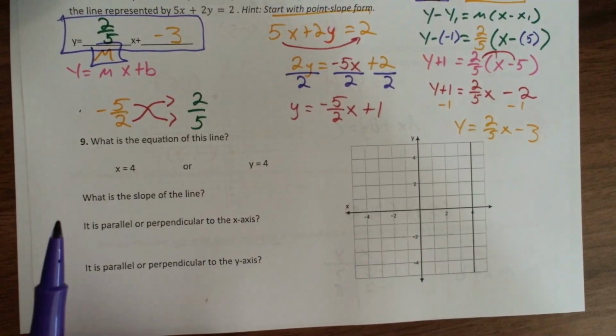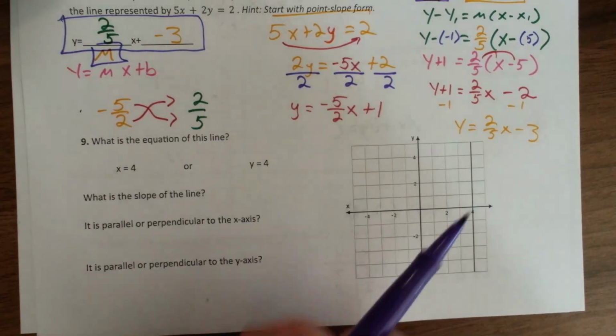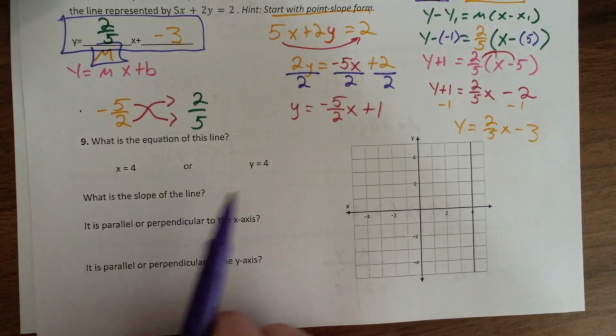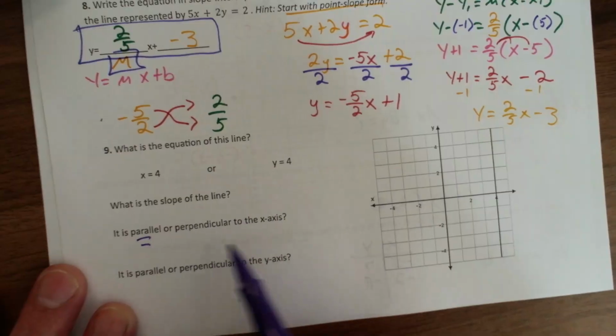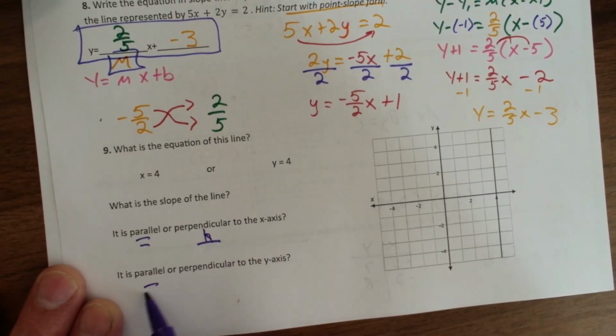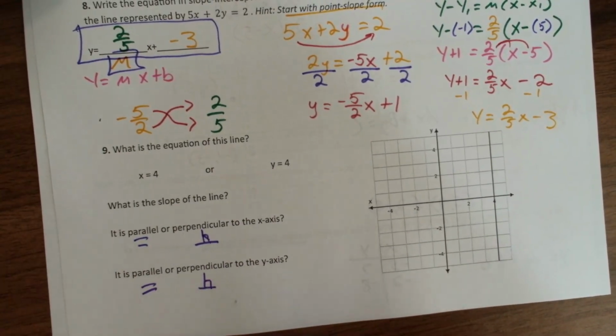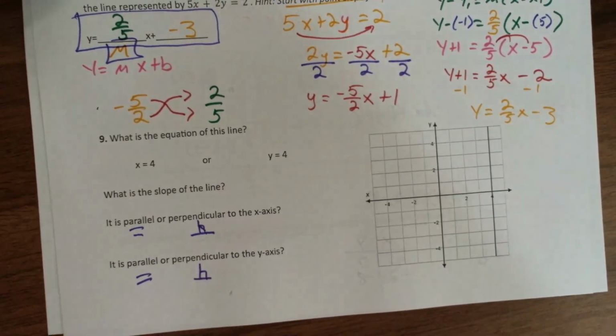So on question number 9, graph both of these and figure out which one matches this picture. Okay, what's the slope of vertical lines? Parallel means that it moves the same way. Perpendicular means that it crosses. So is it parallel or perpendicular to the x-axis? Is it parallel or perpendicular to the y-axis?